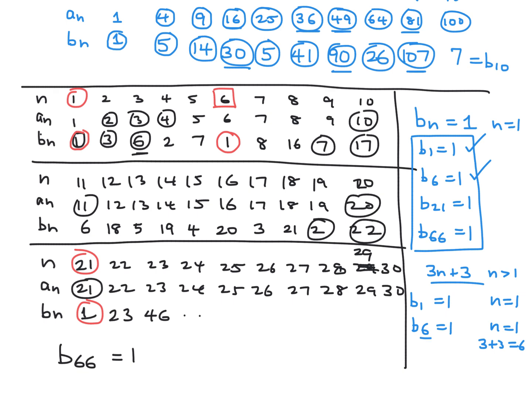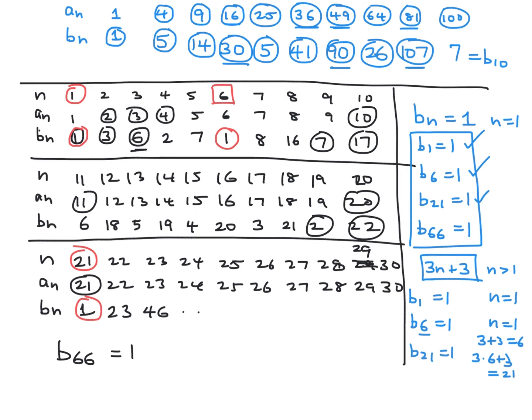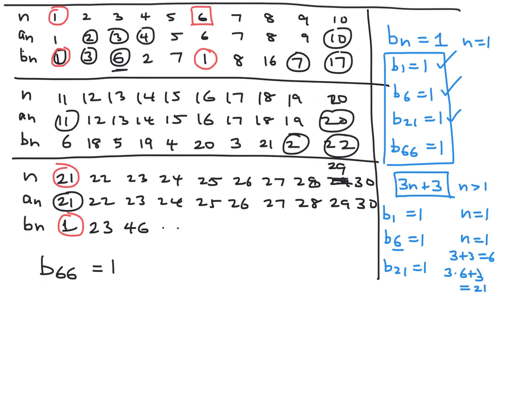And then we take this 6 and plug it into this formula. So it would be 3 times 6 plus 3, which is 21. And there you go. So b_21 is 1. And then we would do it again. The next one would be 3 times 21 plus 3, which I believe is 66. And there we go. b_66 is 1. So let's keep going here. The next one would be 3 times 66 plus 3, which is 201. So b_201 would be 1.